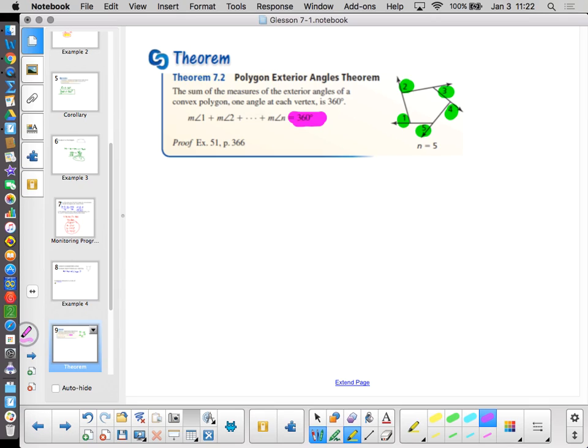The sum of the exterior angles, regardless of the number of sides in the polygon, is always 360. So the interior sum changes depending on the number of sides, but the exterior sum is always 360, regardless of the number of sides. And that's kind of interesting.